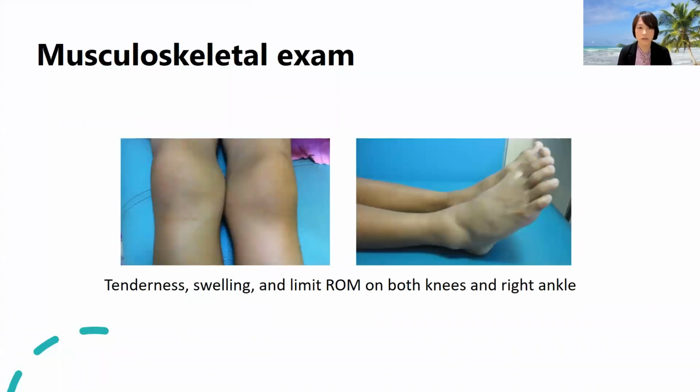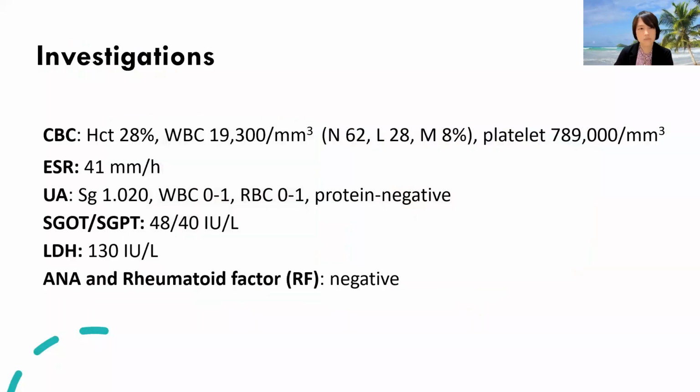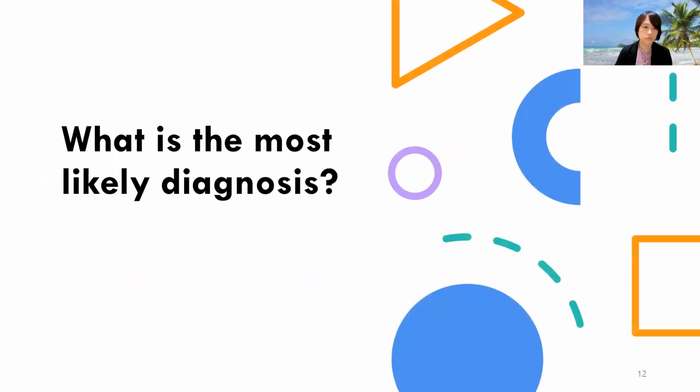She also had arthritis of both knees and the right ankle, as shown in the pictures, and also had a rash with no itching. The rash usually went away with the fever, as shown in the pictures. Her CBC showed mild anemia with lymphocytosis, neutrophil predominance, and thrombocytosis. She also had an increased ESR, but other labs were normal.